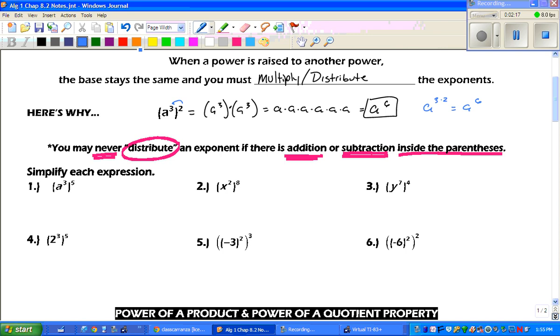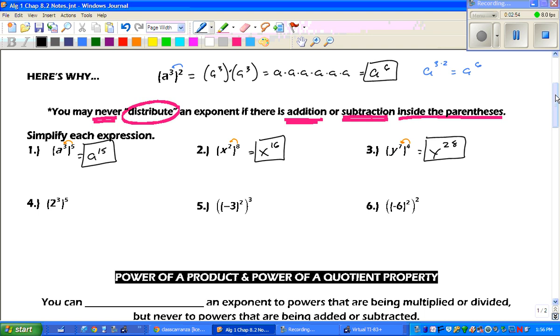Okay, so directions say to simplify each expression. So remember that we multiply those numbers. 3 times 5 gives us a to the 15th. 8 times 2 gives us x to the 16th. 4 times 7 gives us y to the 28th.